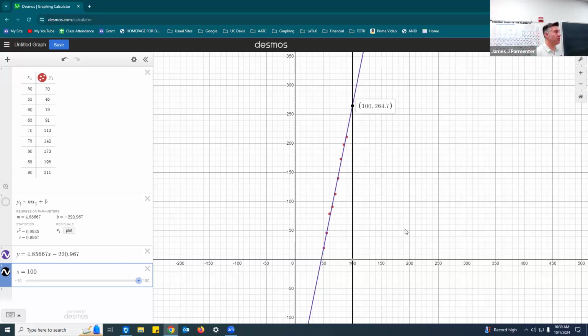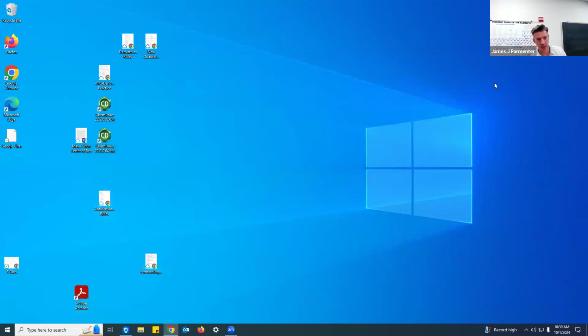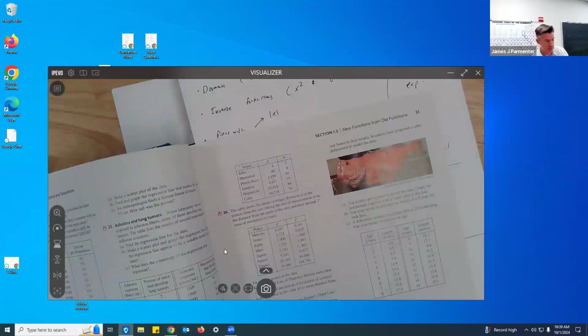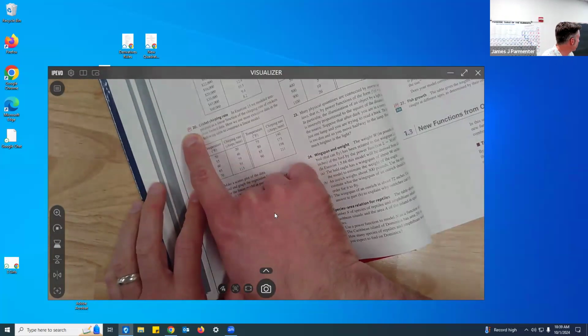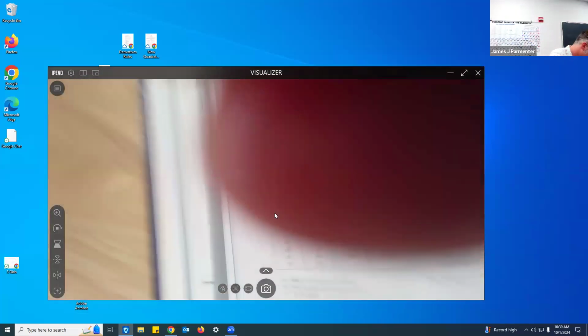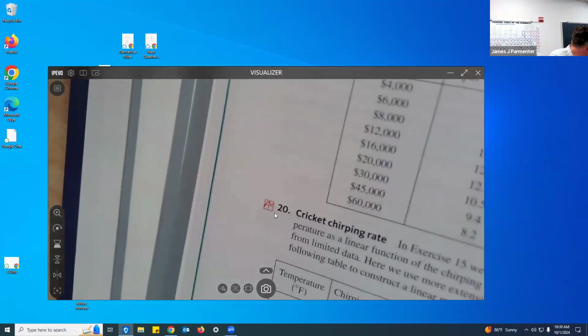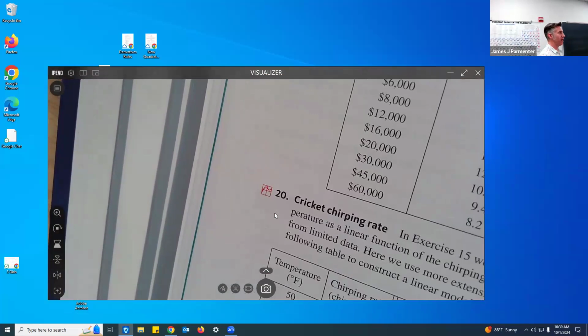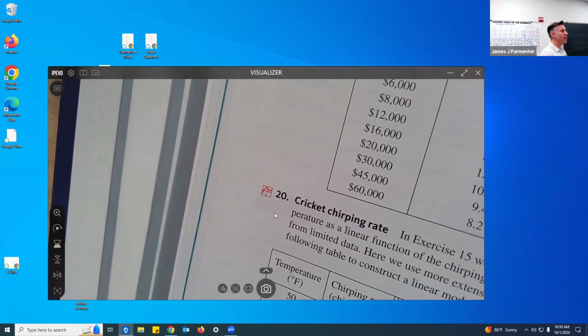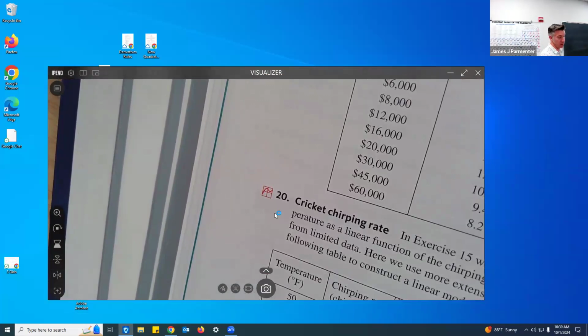If you see a problem where there's that little red graphy symbol, let me just show you, in case you hadn't seen it. This little red graphy symbol right there, zoom in. There it is. If you see that symbol, that means it's meant to be done with a graphic calculator and probably would be very challenging to do without a calculator because it requires a lot of actual physical calculation.